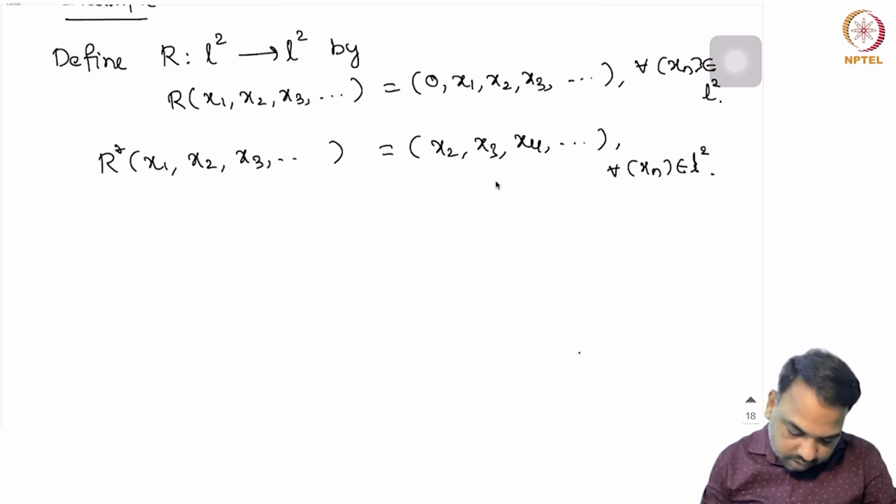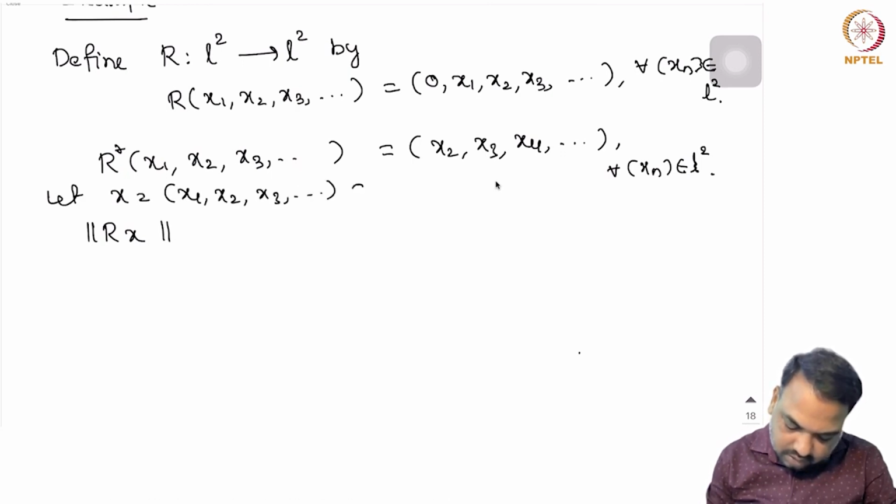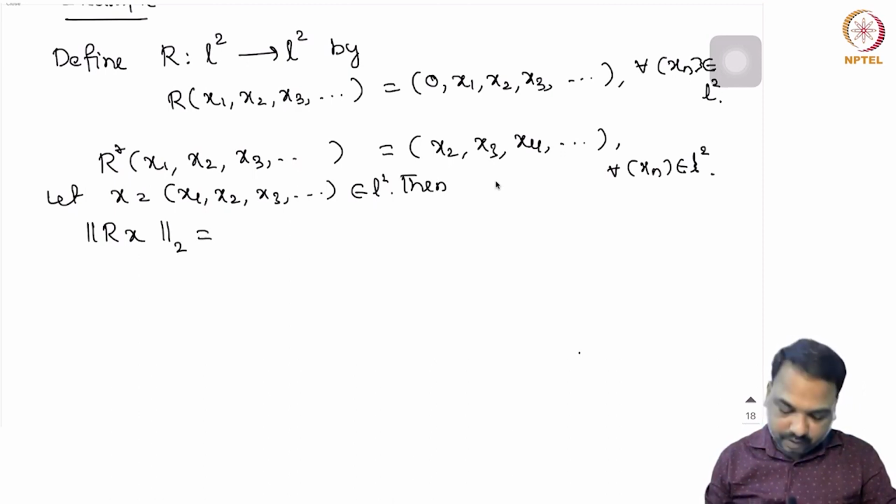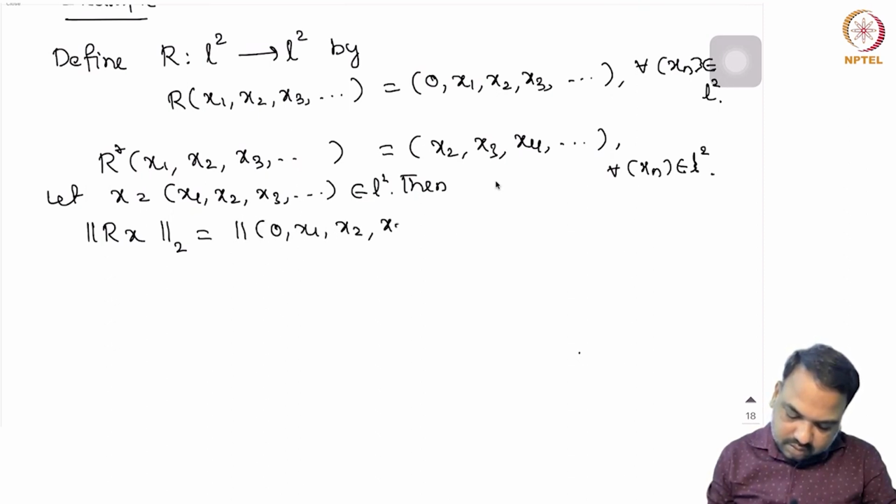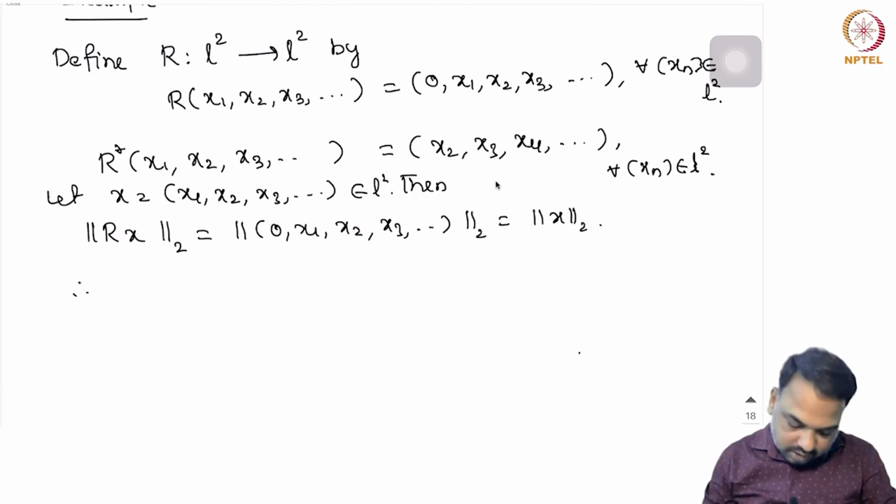Also, if we compute the norm of Rx, let us take x as (x1, x2, x3, and so on). Then we can look at the norm of Rx with respect to the L2 norm, that is, the norm of (0, x1, x2, x3, and so on), and this is exactly the norm of x. So we can say that R is an isometry.